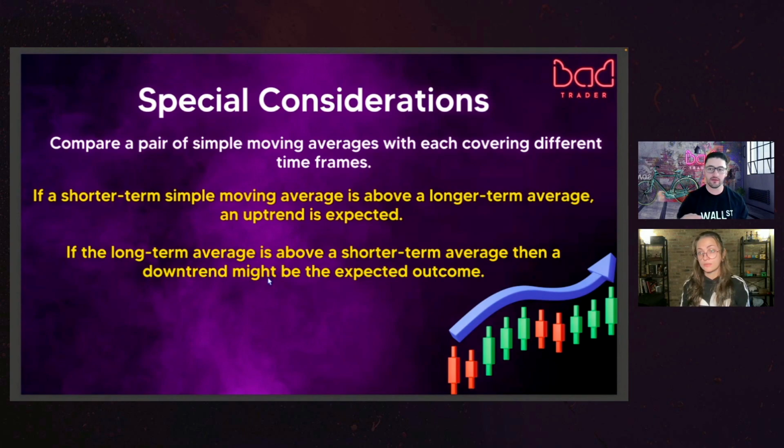And two main special considerations I put here in yellow, Julia, about simple moving averages. Just don't try, for people watching, to overcomplicate. It's very easy: just by looking at a short-term simple moving average being above the long-term moving average, an uptrend is the expected movement, and vice versa. When the long-term average is above the short-term average, then a downtrend might be the expected outcome. Those are the two main special considerations of simple moving averages.